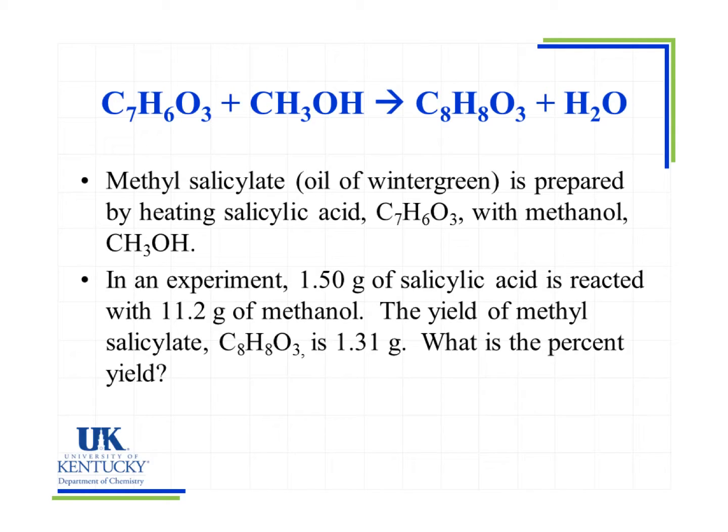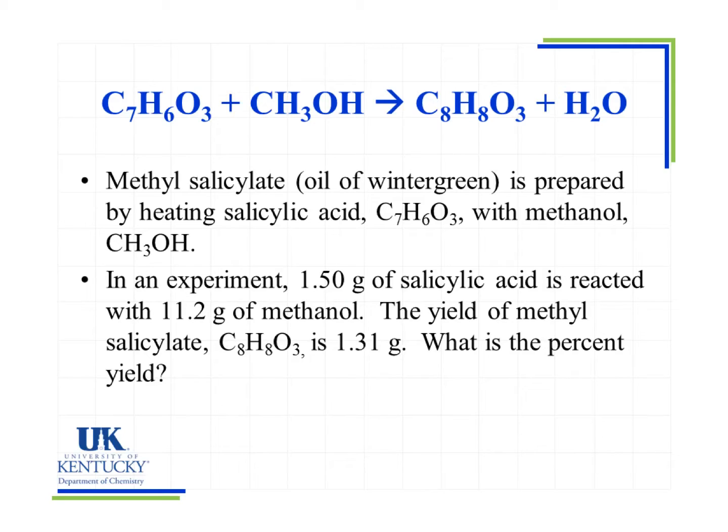Methyl salicylate, which is the same as oil of wintergreen, is prepared by heating salicylic acid with methanol. And we're given the formula so that we can identify those species in the chemical reaction. In an experiment, 1.5 grams of salicylic acid is reacted with 11.2 grams of methanol. The yield of methyl salicylate is 1.31 grams. What is the percent yield?